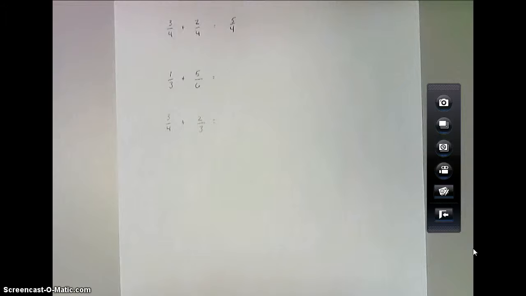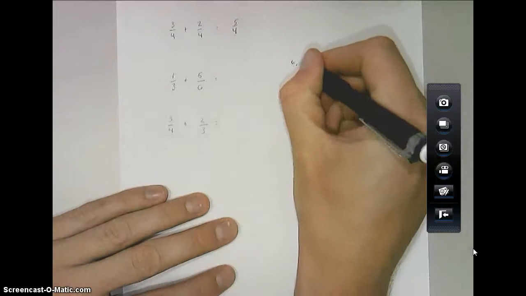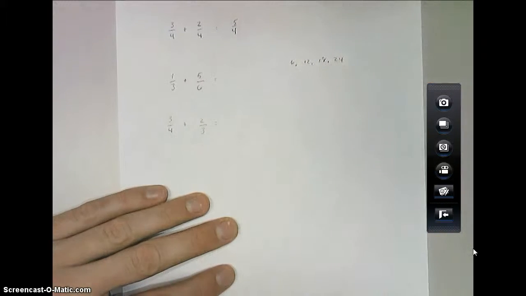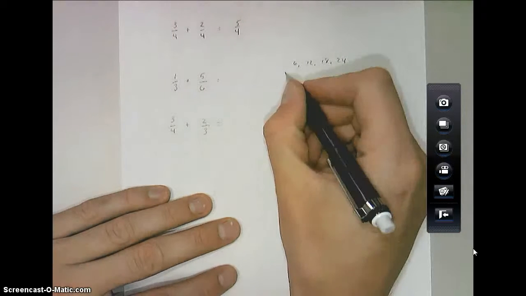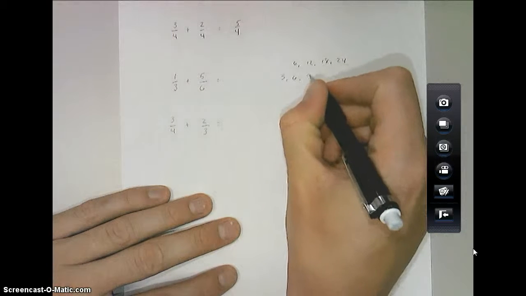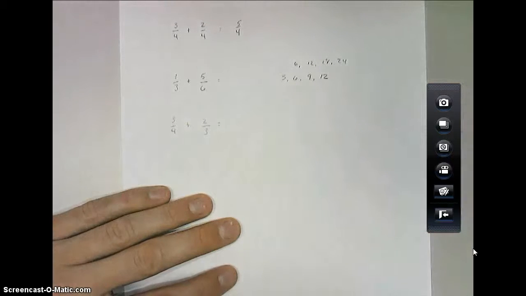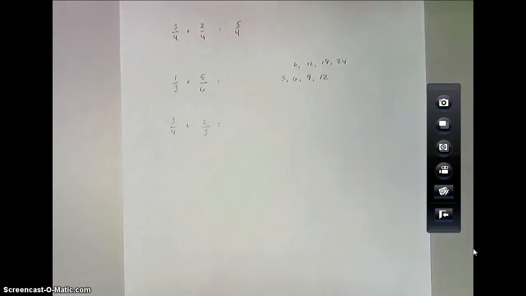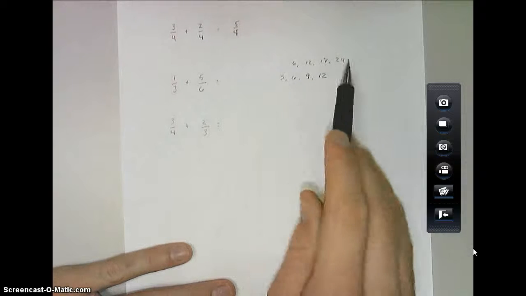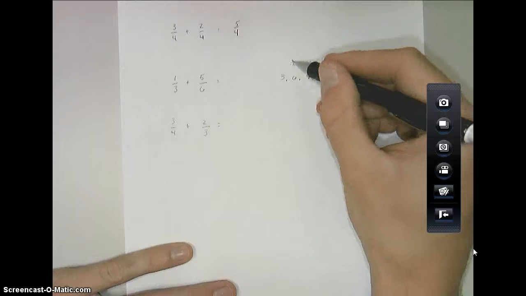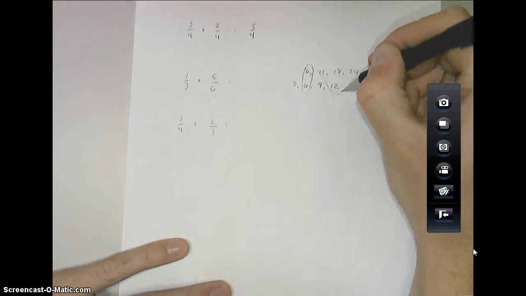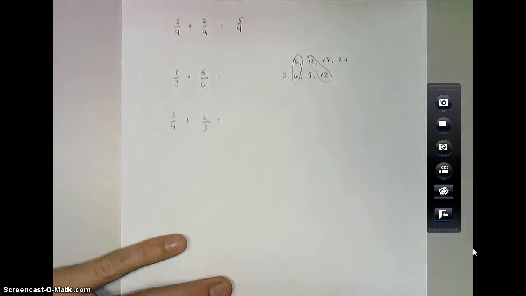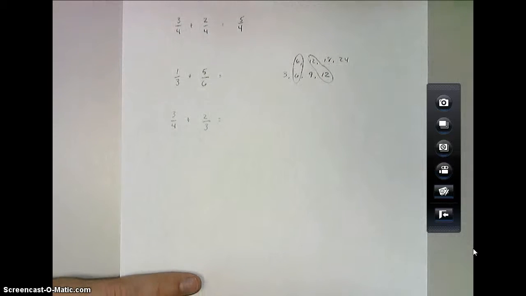All right? So the multiples of 6, for example, would be 6, 12, 18, 24, and so on. The multiples of 3, so let's just write those down. 6, 12, 18, 24, and so on. The multiples of 3 would be 3, 6, 9, 12, and so on. So when I say common multiple, I'm just talking about as long as the same number shows up in both of these lists, it's a common multiple. So 6 would be a common multiple. 12 would be a common multiple.